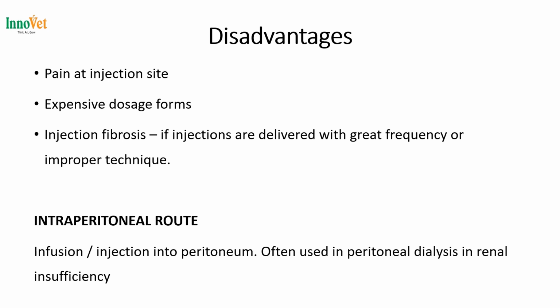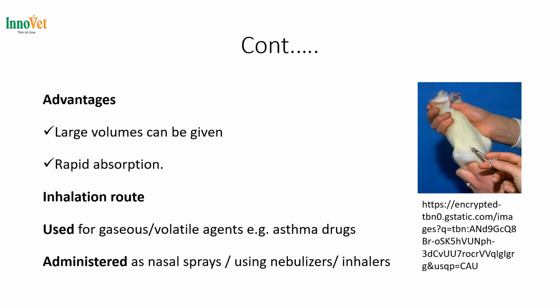Then the next route, this is not under the intravenous, but it is called the intraperitoneal route. This one basically we can use infusion or injection into the peritoneum. So we are giving the drug into the peritoneum. That is the space between the pelvic space and also the abdominal space. And this is often used in peritoneal dialysis in renal insufficiency. So advantages is that large volumes can be given and also rapid absorption. You can add on the first-pass effect being avoided.